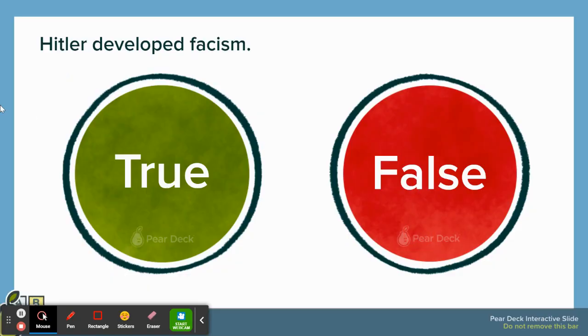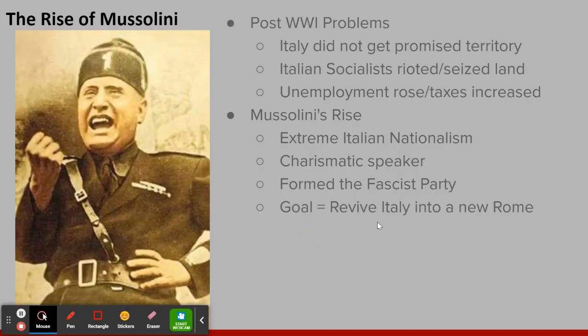So, true or false, Hitler developed fascism. This is false. Fascism is actually going to be developed mostly in Italy by Benito Mussolini.